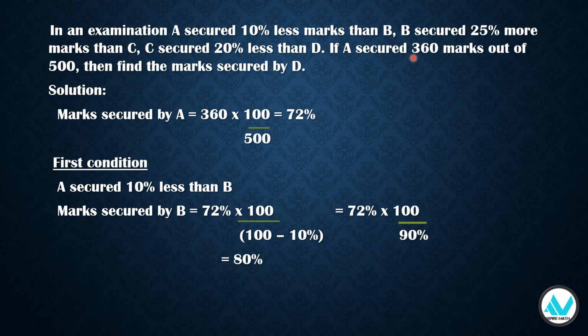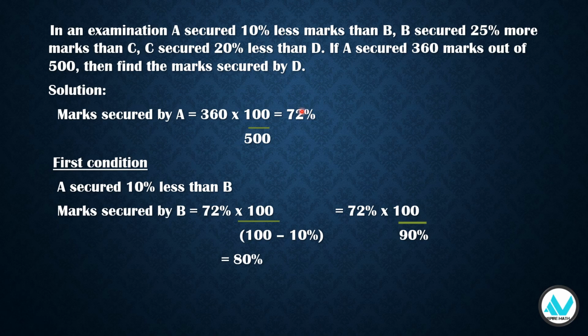Now let me start one by one. He has given A has secured 360 out of 500. So let me first find the marks of A in terms of percentage. So 360 by 500 into 100. When I cancel, I am left with 72%. So this is the mark secured by A. Now let's go to the first condition.